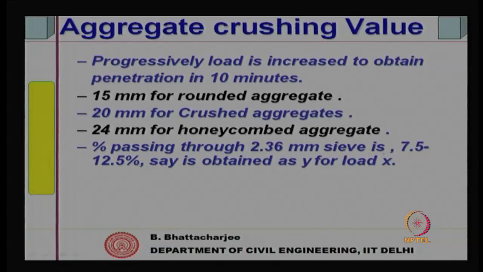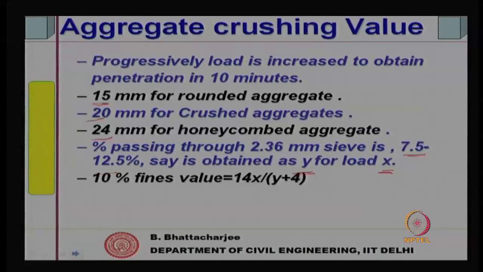Then the percentage passing through the 2.36 millimeter sieve is found out, and it should be between 7.5 to 12.5%. Let us say we got Y for load X. The load is unknown here, you try to find out how much load is required to achieve this much penetration, depending upon the type of aggregate. Let us say the load is X for Y percentage passing through the 2.36 mm sieve. You want to find out the load required for 10% fine.